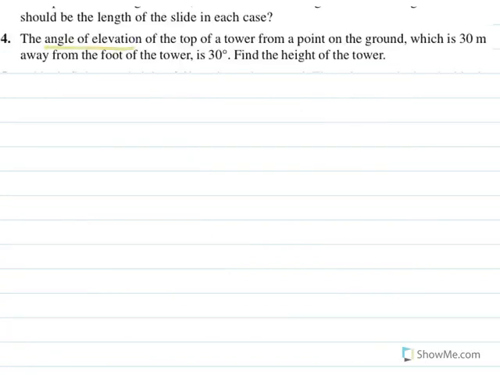The angle of elevation of the top of a tower from a point on the ground, which is 30 meters away from the foot of the tower, is 30 degrees. Find the height of the tower. You know, in these sums, the first step is to draw the diagram. So if you see the diagram here, we have two things. We have the tower and we have the ground, and from the ground we are looking at the top of the tower. So we'll draw that first. So say this is our tower. AB is the tower, and here this is the ground.